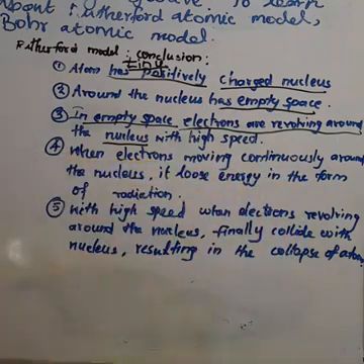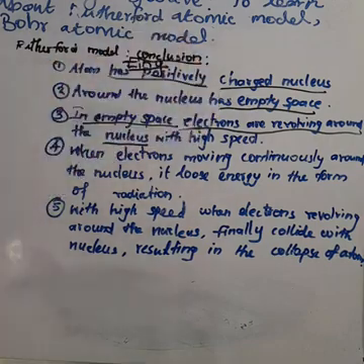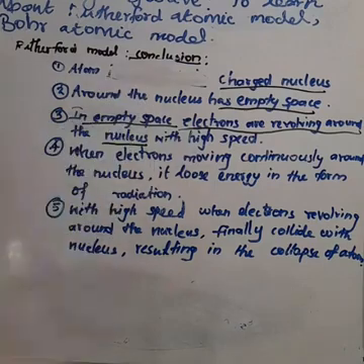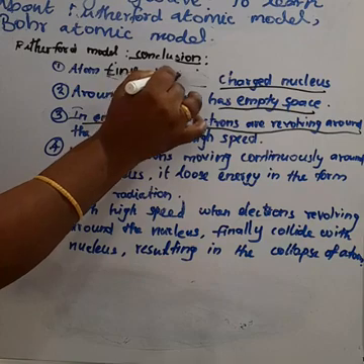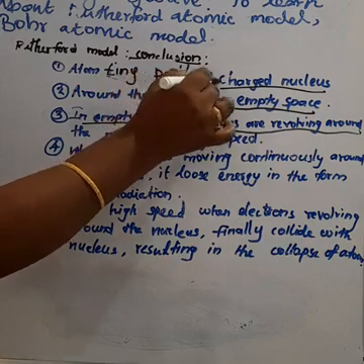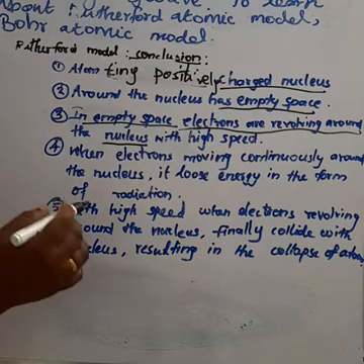Okay, understand? From his experiment, whatever things he proposed: first point, atoms have a tiny positively charged nucleus, and around the nucleus there is empty space. In this empty space, electrons are revolving around the nucleus with high speed.